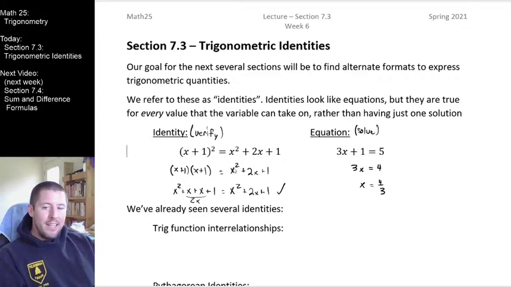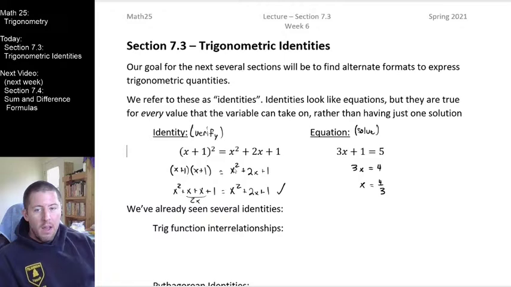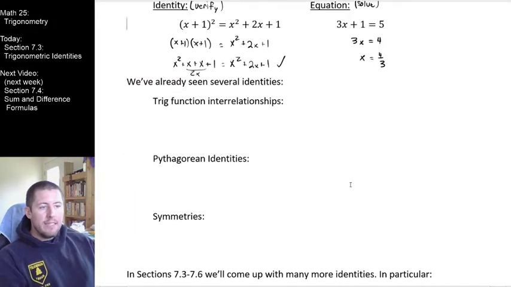So again, identities look like equations. It's an equal sign between two quantities, but identities are true for all values of the variable, whereas equations are only true for potentially no values of the variable, or one or a handful, or even a large number of solutions, but never everything being a solution for just a regular old equation out here. So the good thing to notice is that we've actually seen lots of identities this semester. Some of them are more like definitions, but these are things that are true for all values of the variable.